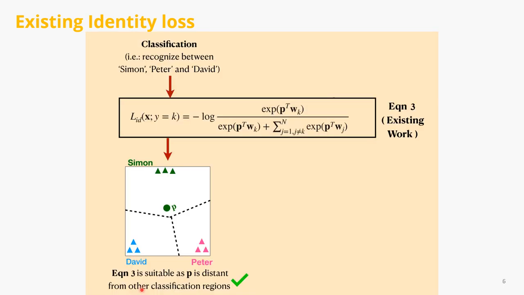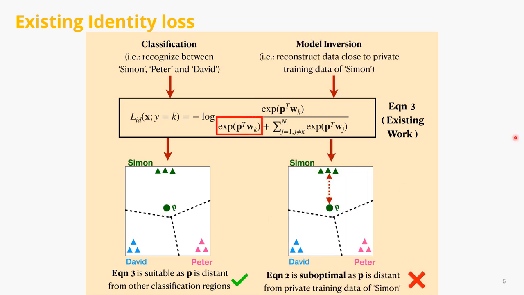We provide our intuition through the lens of penultimate activations P to show that such formulation is suboptimal for model inversion. The objective function in equation 3 works for classification tasks because P is distant from the other classes in classification. For example, the image from Simon will be different from Davis and Peter. However, the goal of model inversion is to reconstruct training data, so P should be close to the private data representation for the classification case. Therefore, we argue that model inversion requires more attention to maximize the first part rather than minimize the second part in equation 3.